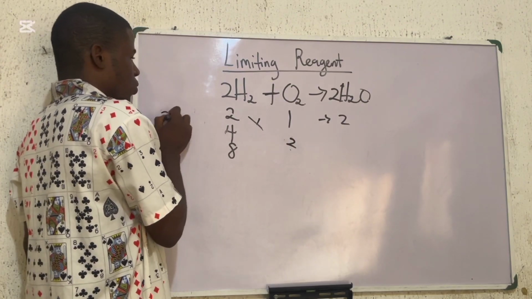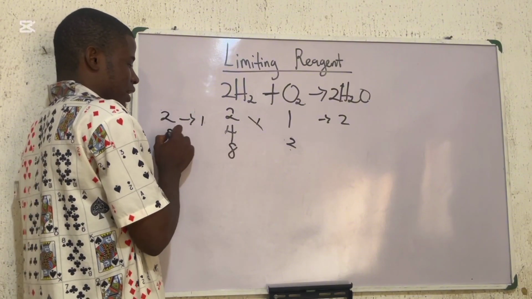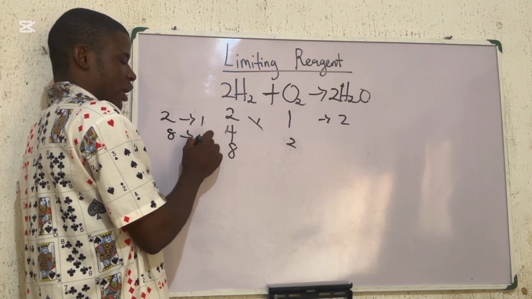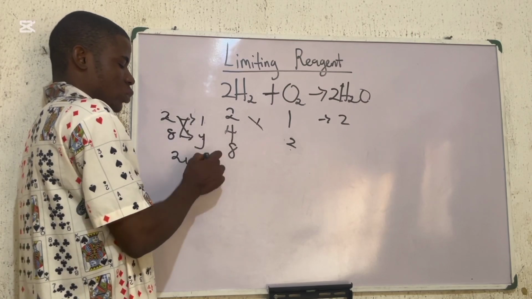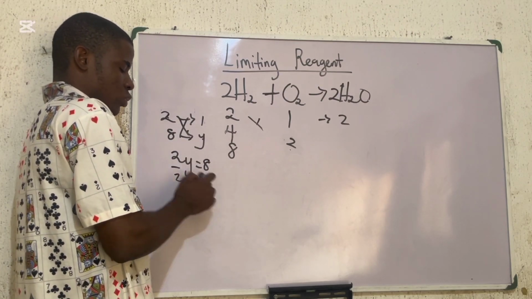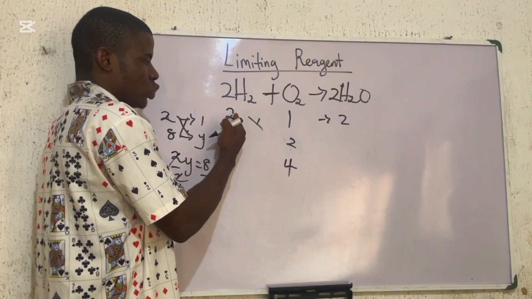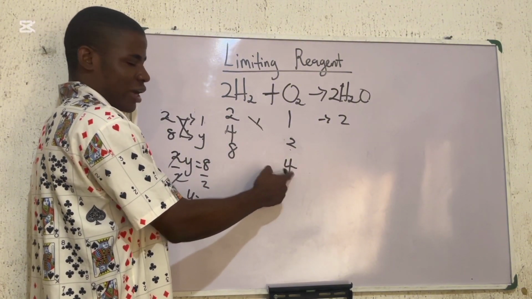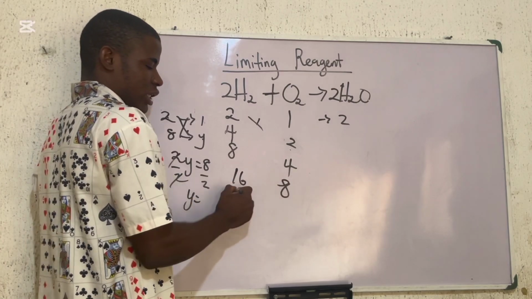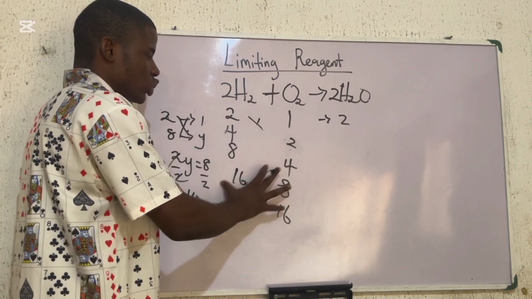Now, since 2 reacts with 1, I ask myself, 8 will react with what? If I call it y and cross multiply, 2y equals 8 times 1. 8 over 2, the 2s cancel, and we have y equals 4. So 8 will react with 4. We can see that 2 is reacting with its half, 4 is reacting with its half, 8 is reacting with its half, 16 will react with its half, 32 will react with its half. So this is the condition.